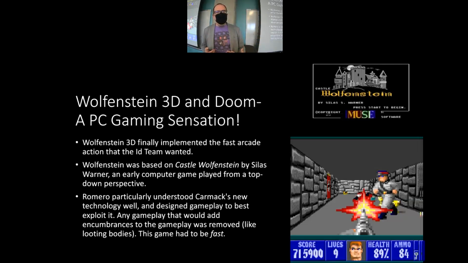An example of this is that the original Castle Wolfenstein had gameplay where you would drag bodies around. You would kill somebody, drag their body, loot them, because you were trying to escape Castle Wolfenstein. John Romero understood that this gameplay, which they originally wanted to have in their version, would slow the game down, and he knew that the strength of this technology was how fast it was. So he excised everything from the game that was going to slow down the speed of the action. That's something he understood very well.